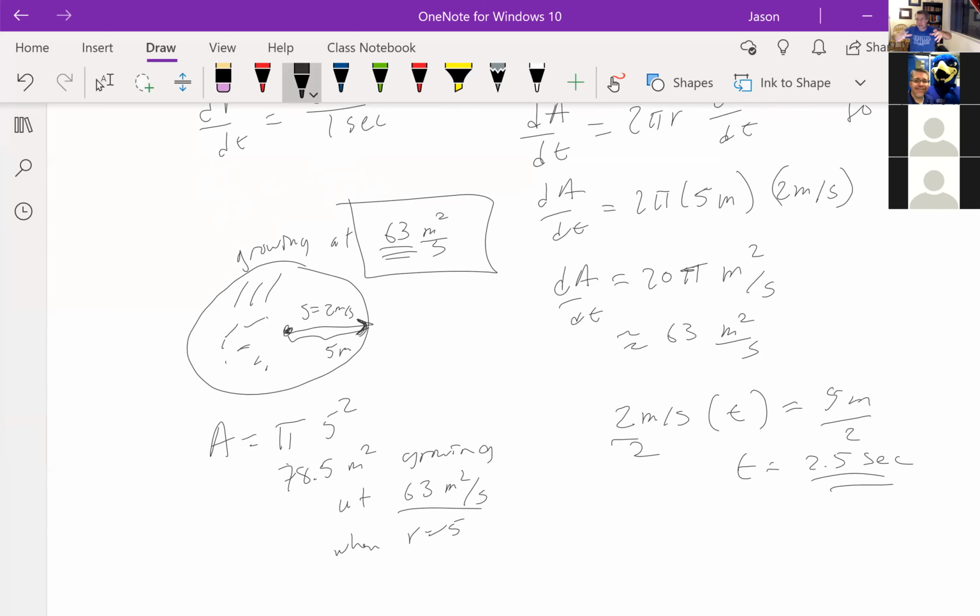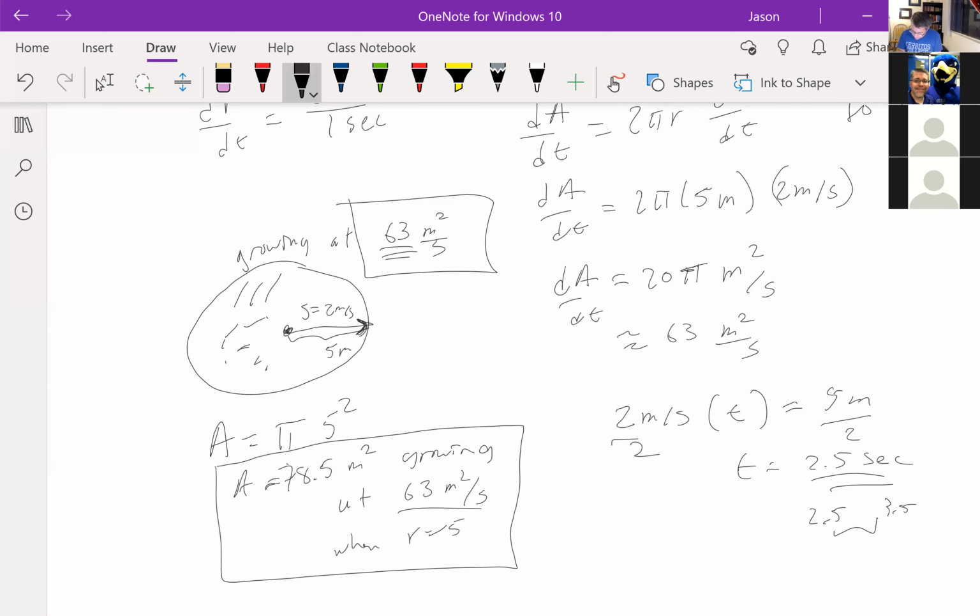After 2.5 seconds, I will have an area of 78.5 square meters, but it will be growing at 63 within the next second. From 2.5 seconds to 3.5 seconds, the area will have grown 63. It will almost double in the next second.